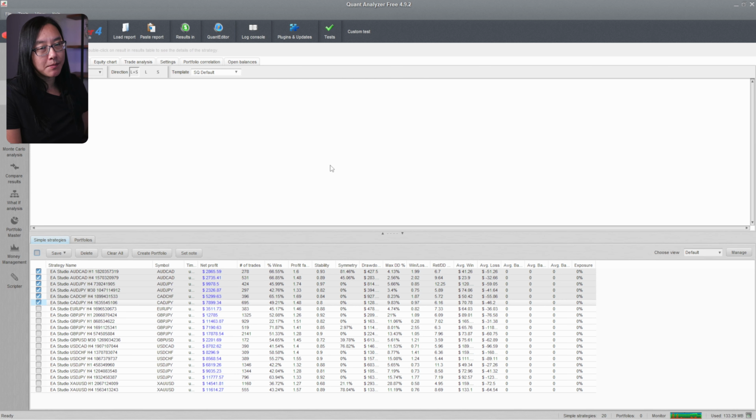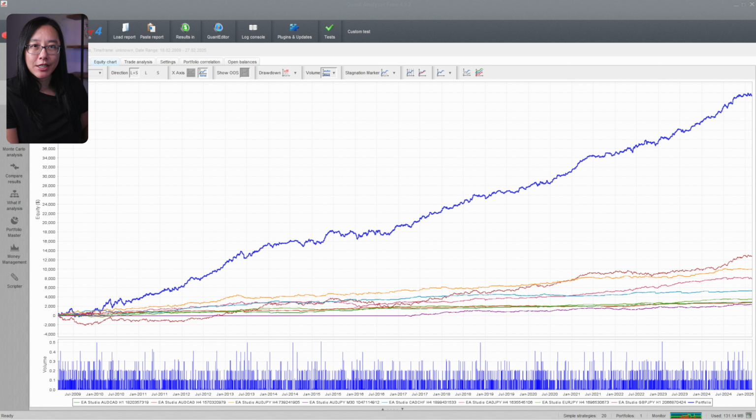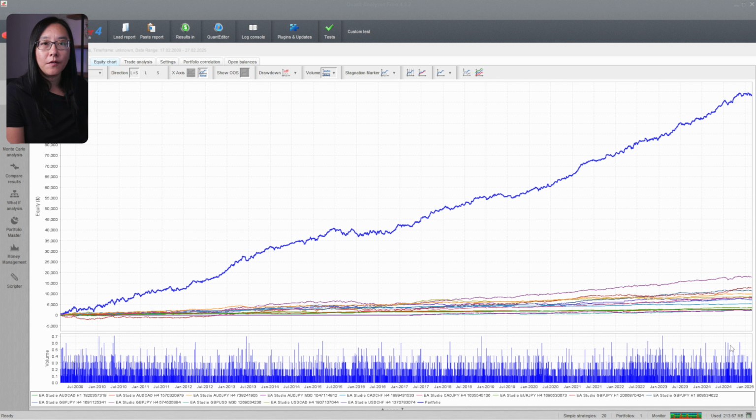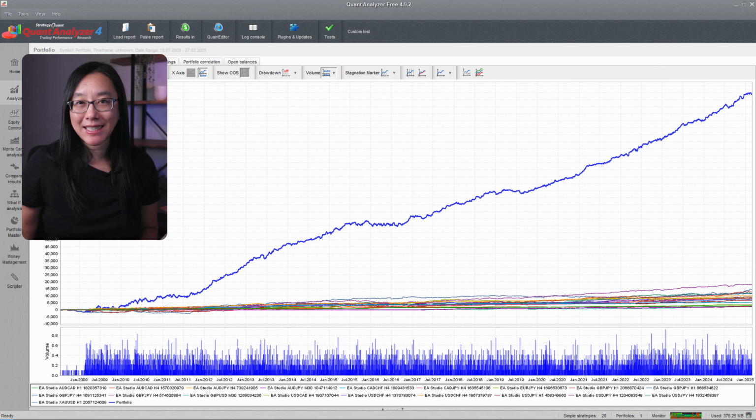Remember, I am just building this in alphabetical order. This is not the best way to build a portfolio. The point I want to emphasize here is just how the drawdowns and profits are impacted by adding more and more strategies. So now we are at 7 strategies, and this is the equity chart with 7 strategies. 8 strategies, 9, 10, 11, 12, 13, 14, 15, 16, 17, 18, 19, 20.